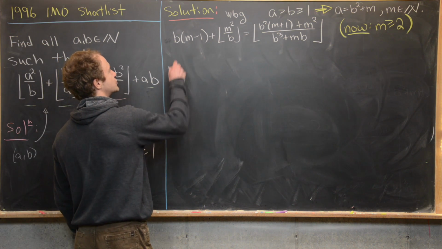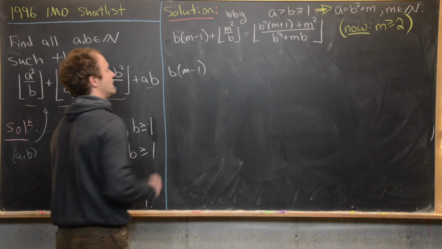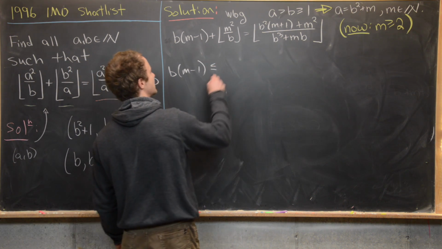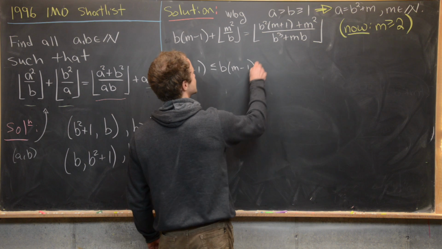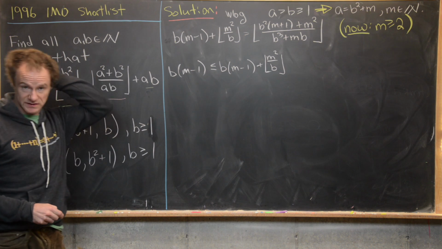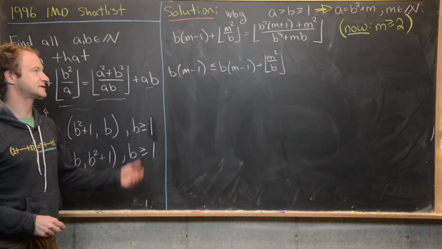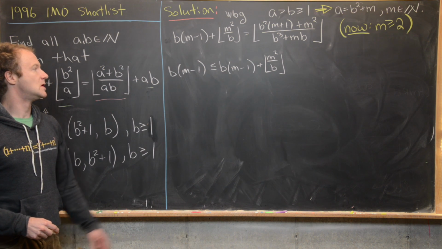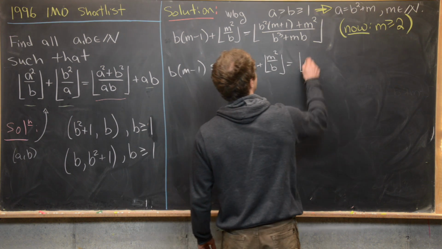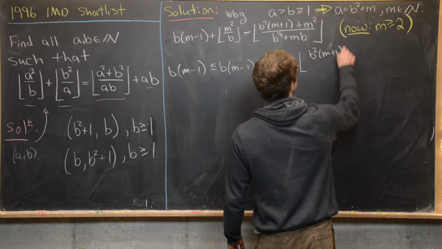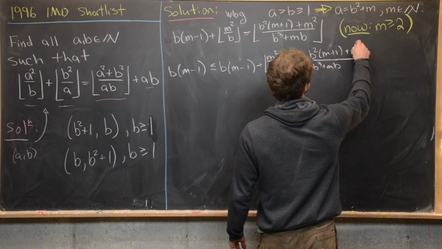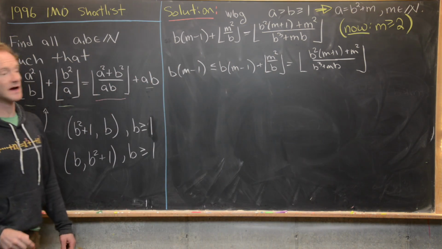So let's start with this part of the left-hand side, b times (m minus 1). Let's notice that that is going to be less than or equal to b times (m minus 1) plus m squared over b, the floor of that, because we're adding something that's bigger than or equal to 0. m squared over b is definitely bigger than or equal to 0. So next we can apply this equality to get the floor of (b squared over m plus 1) over (b cubed plus mb), and I left off the plus m squared in the numerator. So we've got something like that.